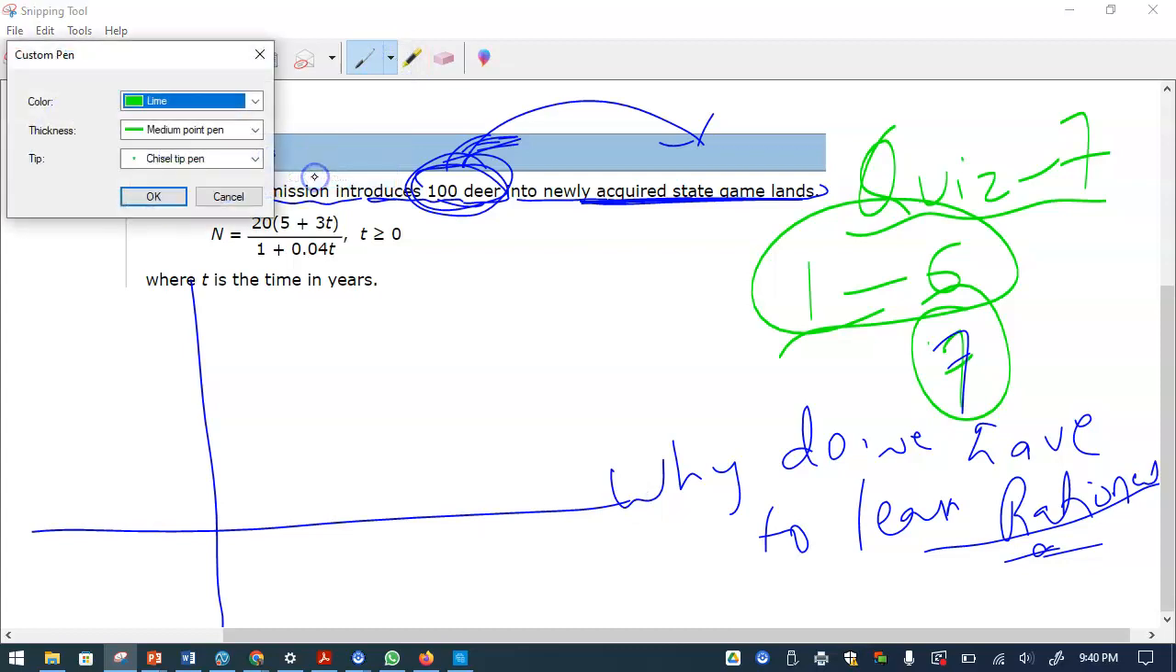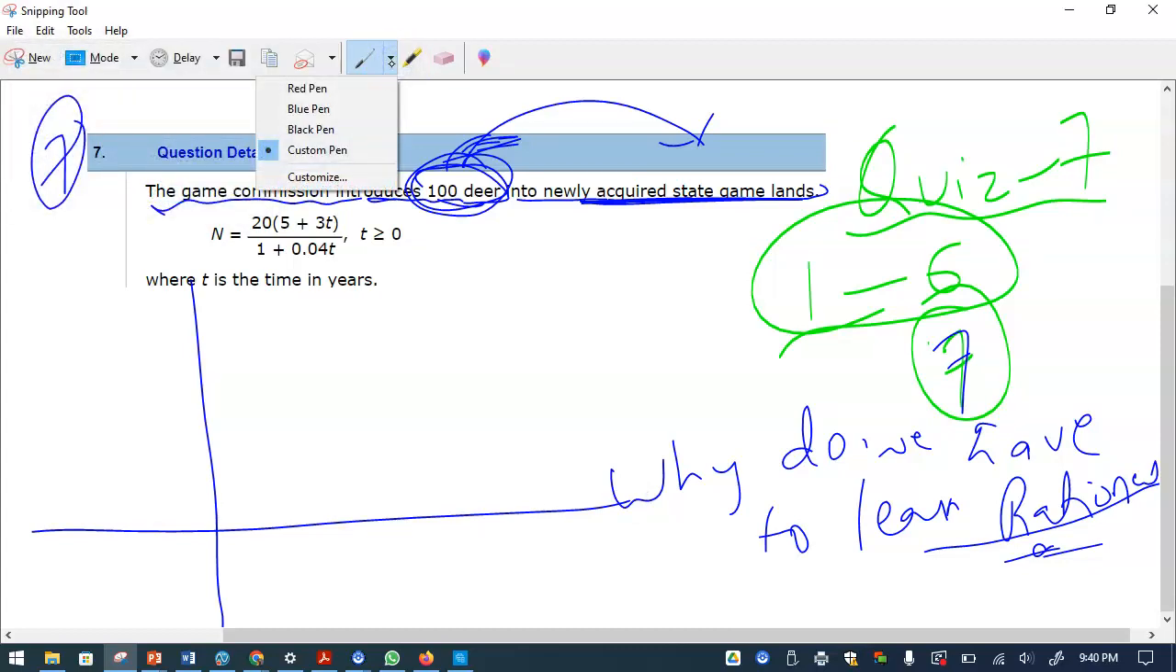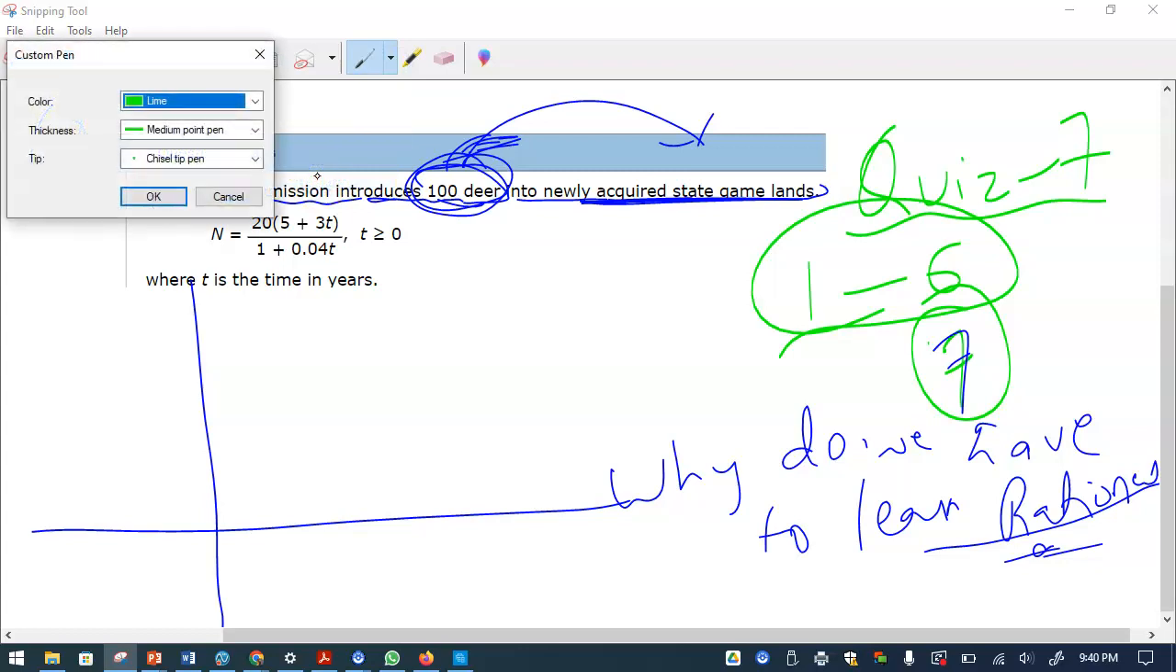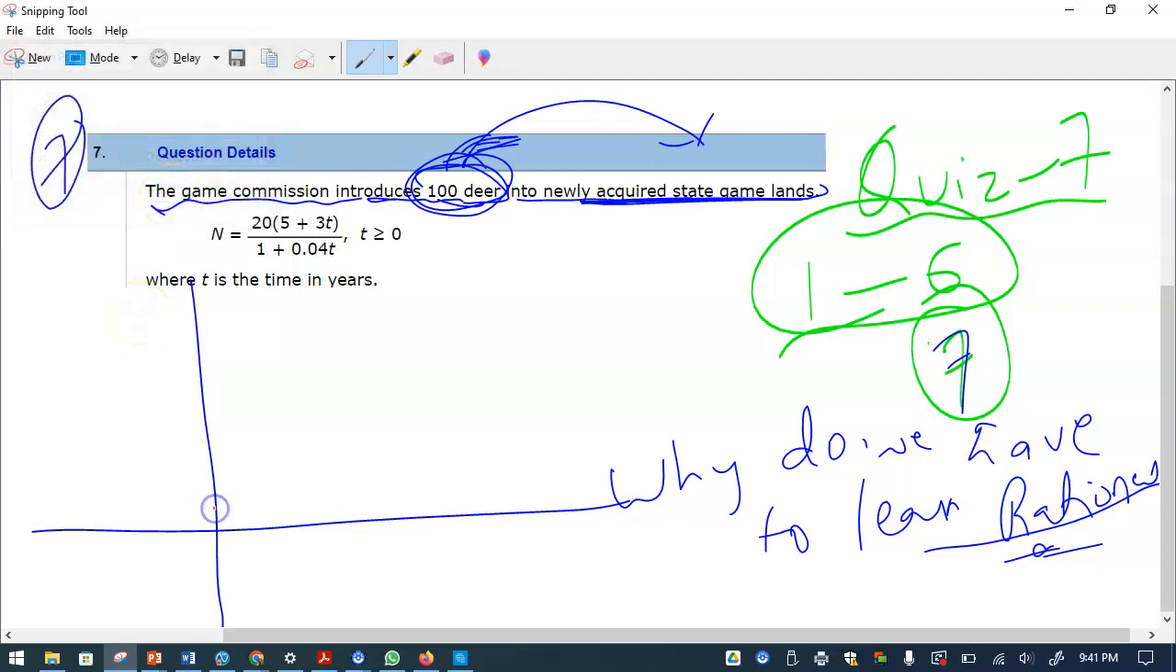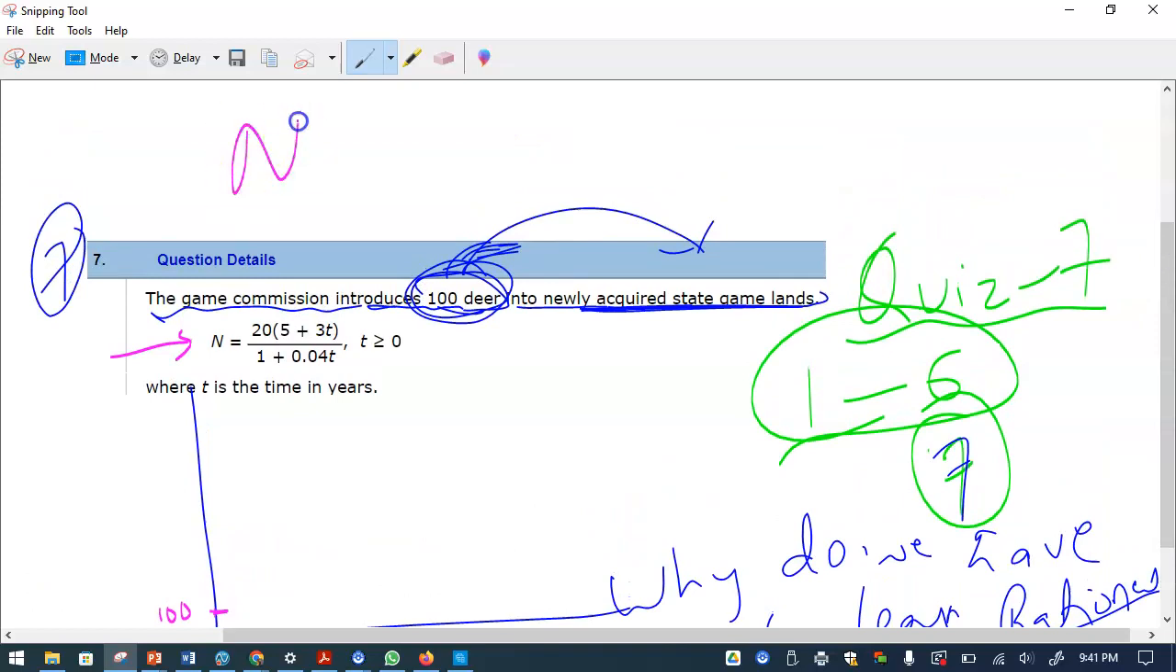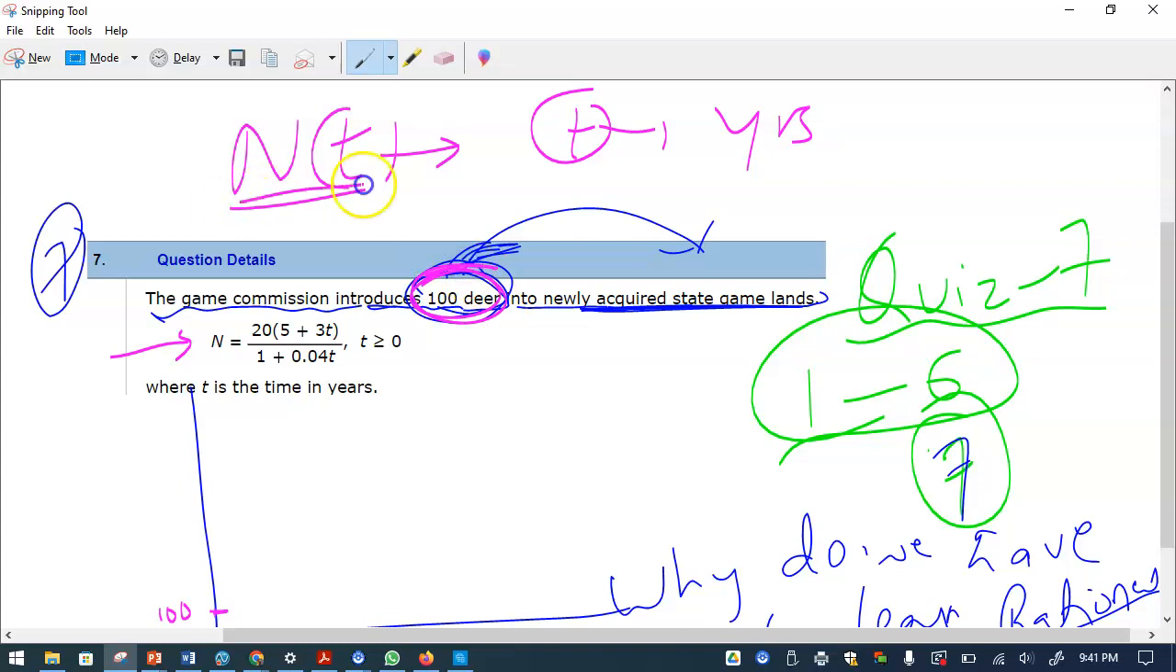So I'm going to mark that in the beginning the deer population was 100. Now this equation, what does n represent? This n represents the deer population, n of t, where t stands for the number of years since the beginning when there was 100. So the deer population is growing, and n of t represents it. So this equation represents that.